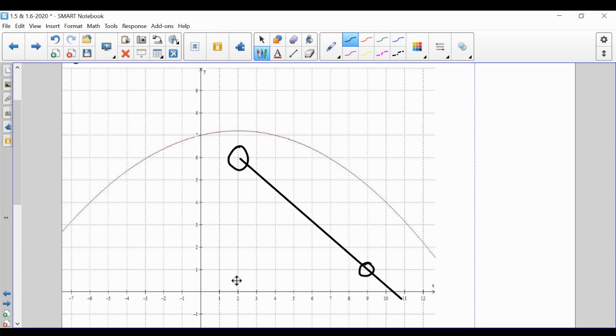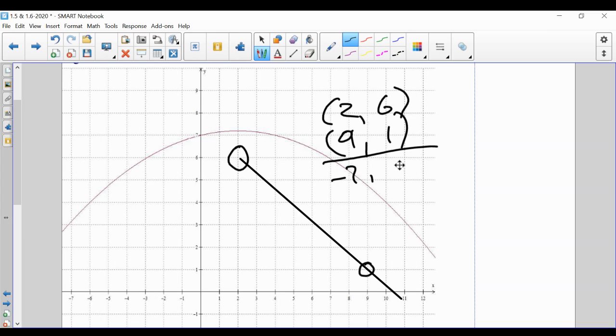That'd be my slope. So 1 point is at 2,6. And the other point seems to be at 9,1. Right? Find the slope by subtracting them. So 2 minus 9 is what? Minus 7. And 6 minus 1 is 5. This slope would have been something like 5 over minus 7 or minus 5 over 7. Let's put a minus on top.